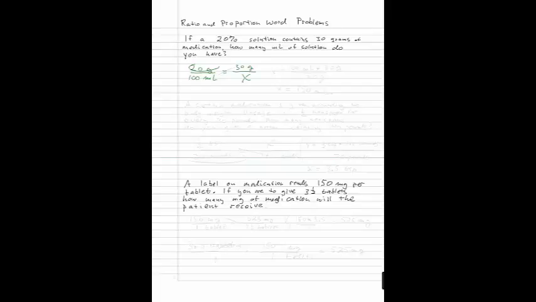And looking at this, we recognize it's a proportion. So to solve the proportion, we multiply across where we can and then divide. So X will be 100 milliliters times 30 grams divided by 20 grams. And the solution will be in milliliters. So 100 times 30 divided by 20 gives me 150 milliliters.